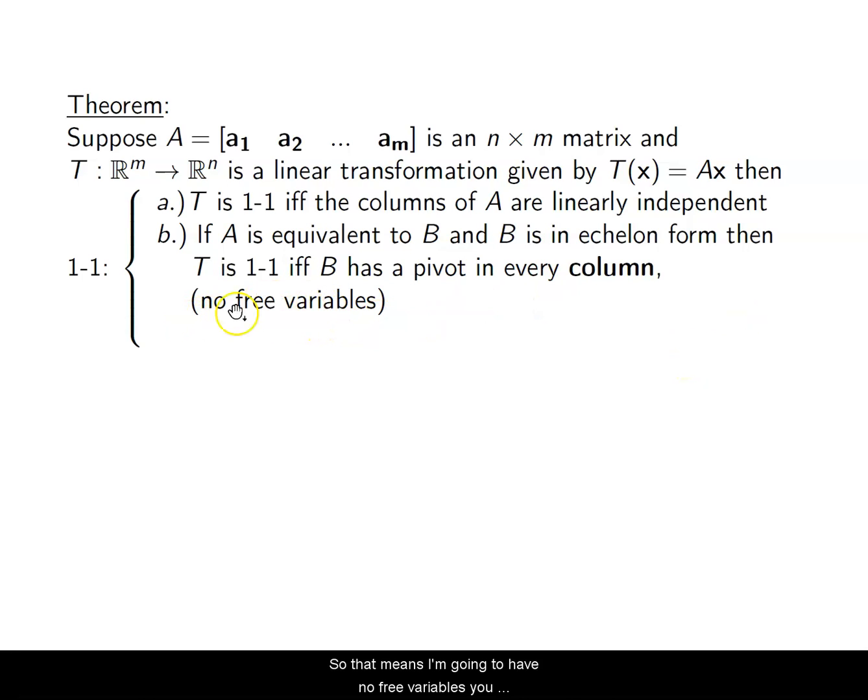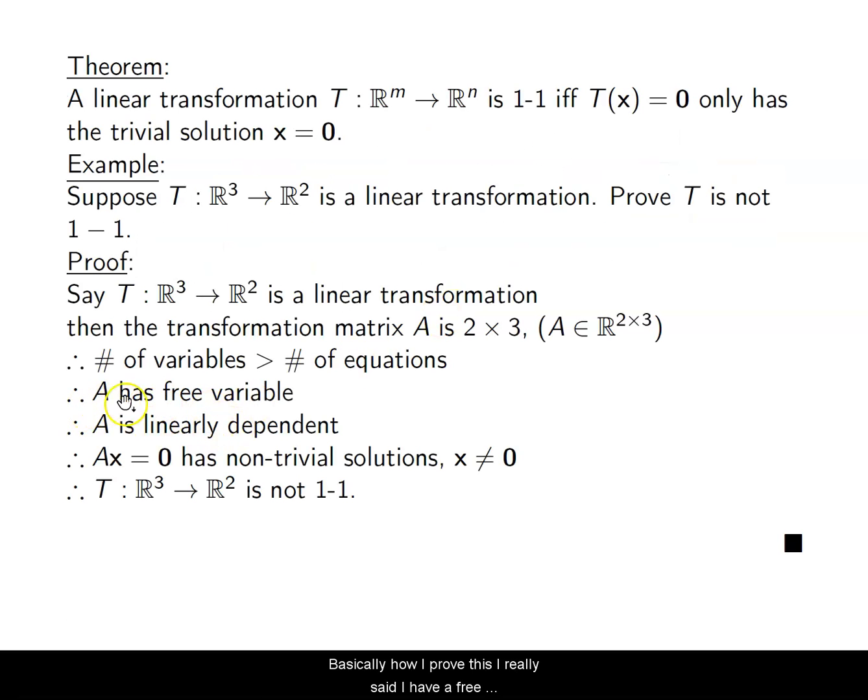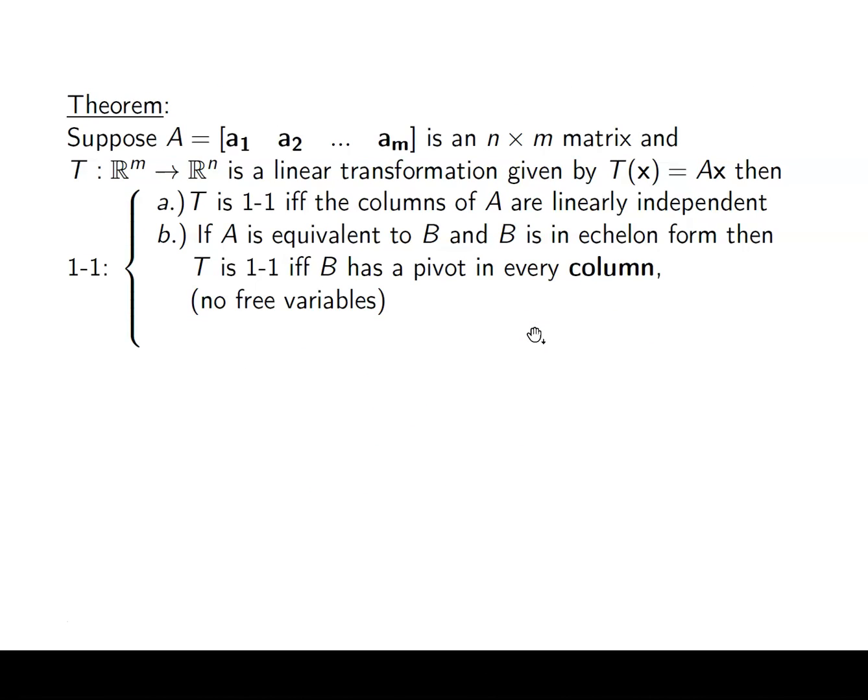So that means that I'm going to have no free variables. In order to have a pivot position in every column, I cannot have a free variable present, which is basically how I prove this. I basically said I have a free variable, which means I am not linearly independent. I have a linearly dependent matrix. So I don't have the trivial solution as the only solution, so I'm not one-to-one.